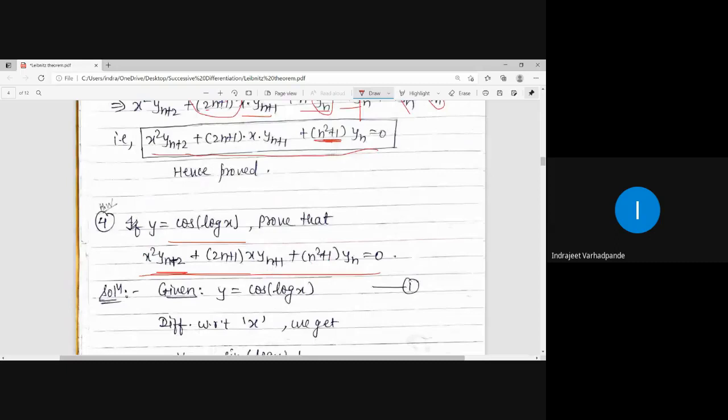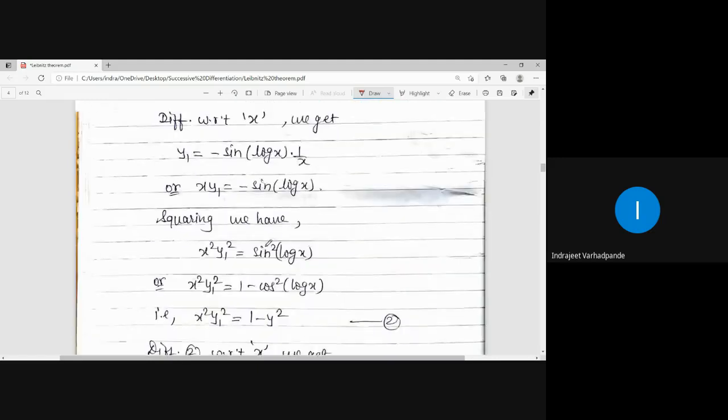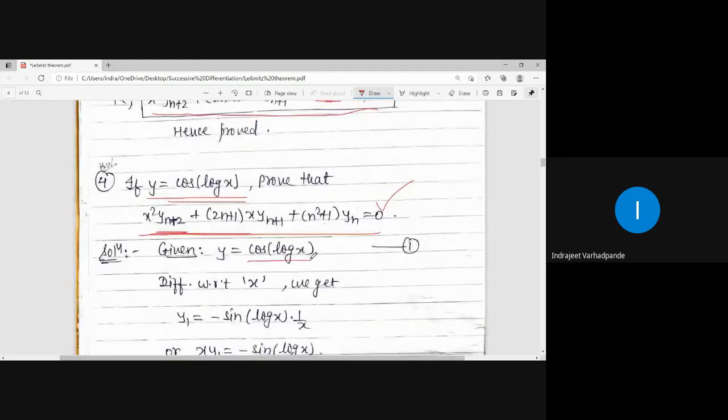So in this question, what is given? y is equal to cos of log x. Then prove that this cannot be achieved directly. In between, I have to get the result which involves the terms y1 and y2. Now start the differentiation. For y2 we have to differentiate up to which derivative? Second derivative. So y is equal to cos of log x. What is the derivative of cos of log x? Minus sine of log x into the derivative of log x, which is 1 by x.